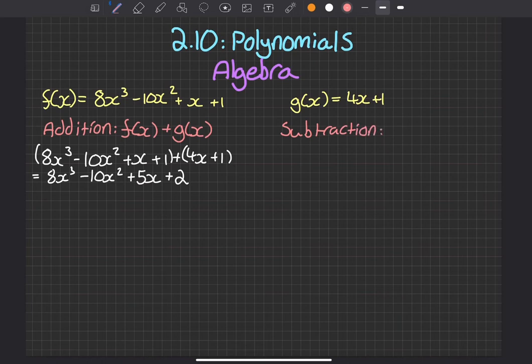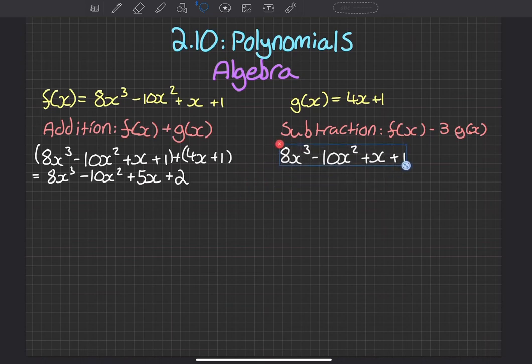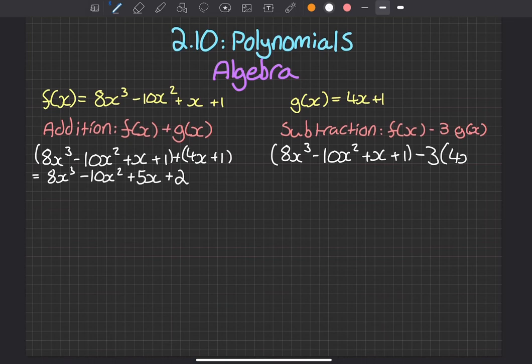But let's say this time you wanted to do f of x minus 3g of x. So you wanted to minus 3 of them, not only one, right? So minus 3g of x. And the way you do this is, you write the f of x down as normal, right? And then instead of just putting your minus g of x right away, you put your minus 3, and in brackets put your g of x.